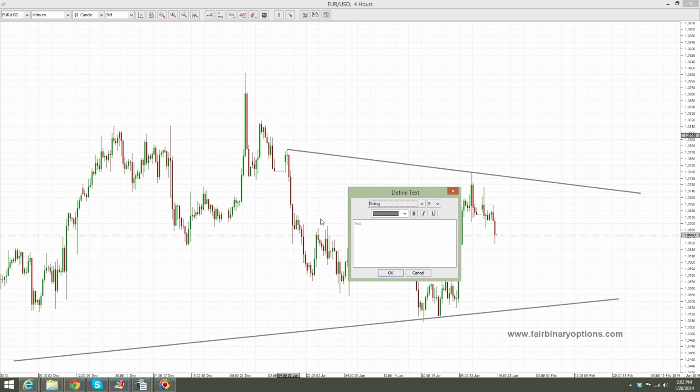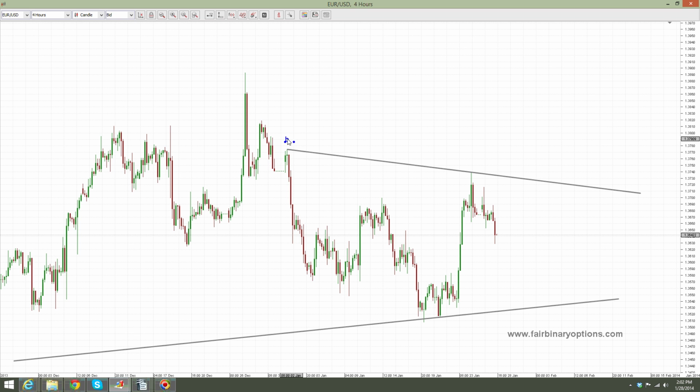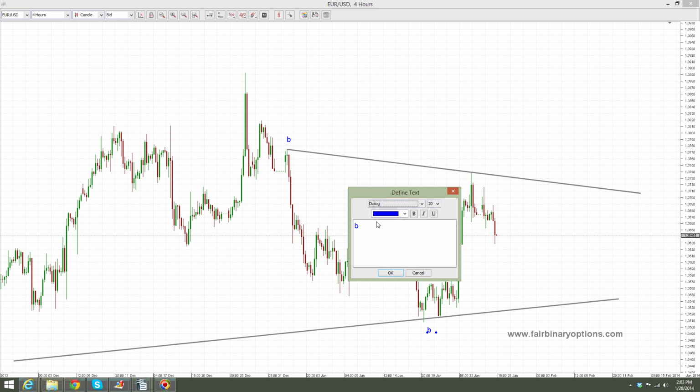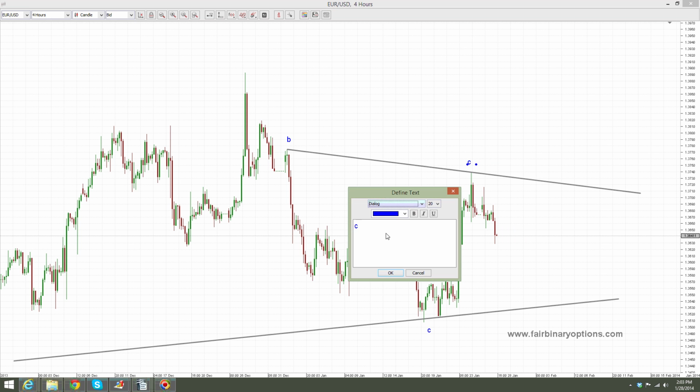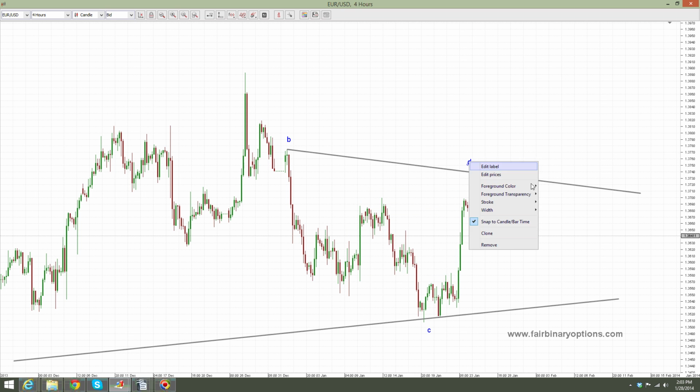So this to be a B wave, this to be a C wave, and this to be a D wave. Now, of course, what's missing? Well, we have a wave A on the left side of the chart. It doesn't really matter to go there, but we are also looking for an E wave to come to end the triangle.